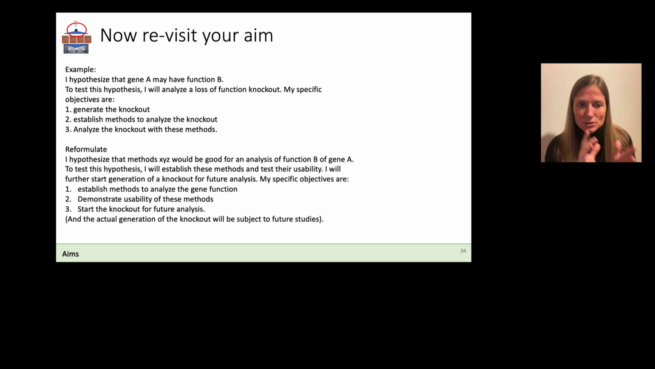It is clear that the actual generation of the knockout will be subject to future studies. But if you formulate these aims, I do expect that you also demonstrate the usability of these methods. So state your aims precisely and in a way that you actually achieve these aims in your thesis. The aims that you set out originally may not be the exact aims as they are stated in your thesis. Again, in the thesis, you tell a story. It's good to read.